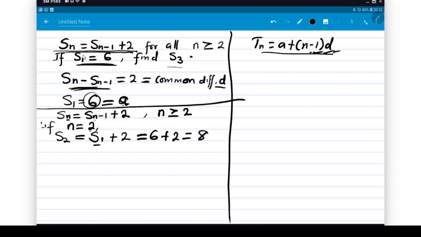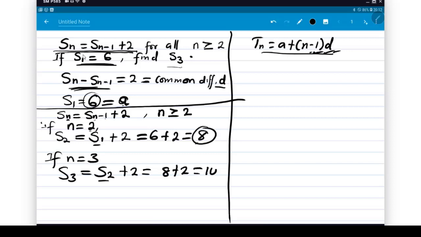So that's our S2. Now, if n is equal to 3, then we are going to have S3, that's 3 replacing n, equal to S, 3 minus 1, which will give me 2, plus 2. Now my S2 is 8. That means I'm going to have 8 plus 2 is equal to 10. So that is my answer, the S3 the question is asking me to find. If they're asking me S4, that's how I'll continue till I get to S4. If they're asking me S7, that's how I'll continue till I get to S7.